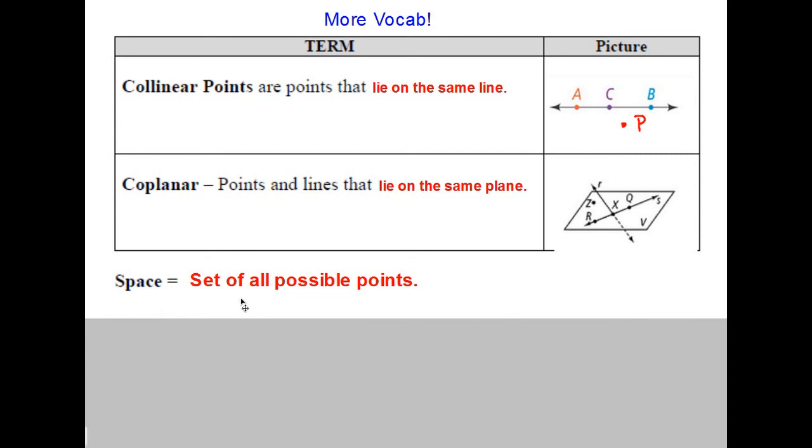Space, the final frontier. No, it really just means the set of all possible points. So think of space as our universe. It represents everything and includes all possible points. So space is the set of all possible points, and that's its definition.